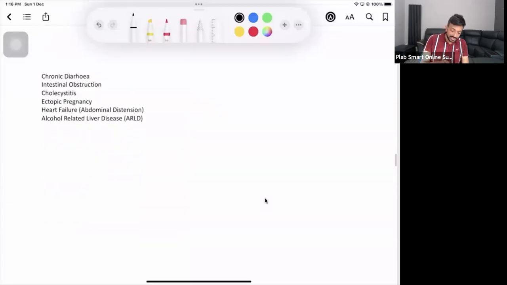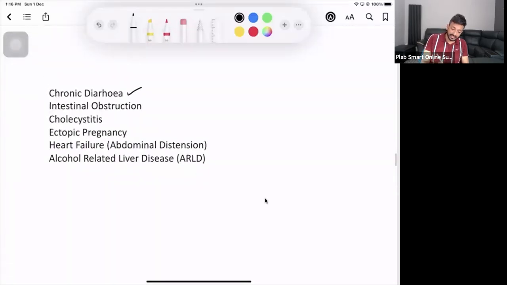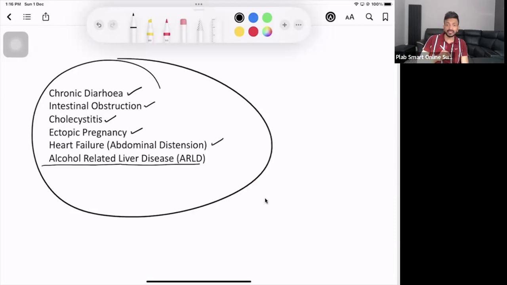Yeah. Now, these are the stations. There's chronic diarrhea, intestinal obstruction, cholecystitis, ectopic pregnancy, heart failure, abdominal distension, and ARLD, alcohol-related liver disease. In these stations, they are expecting you to do abdominal examination. Obviously, abdominal examination teaching is also there, right?